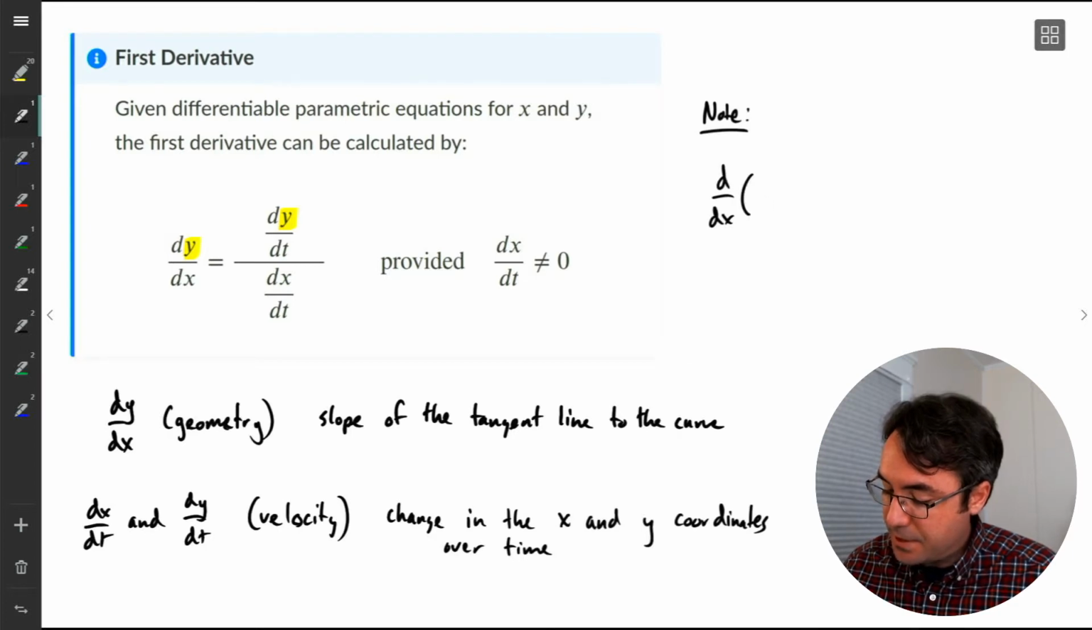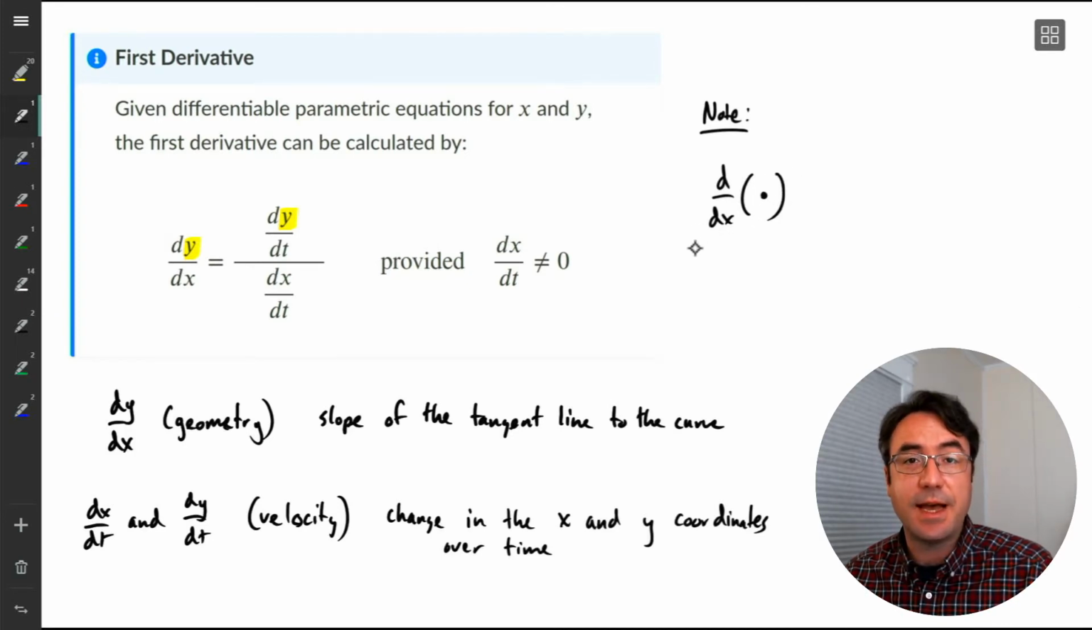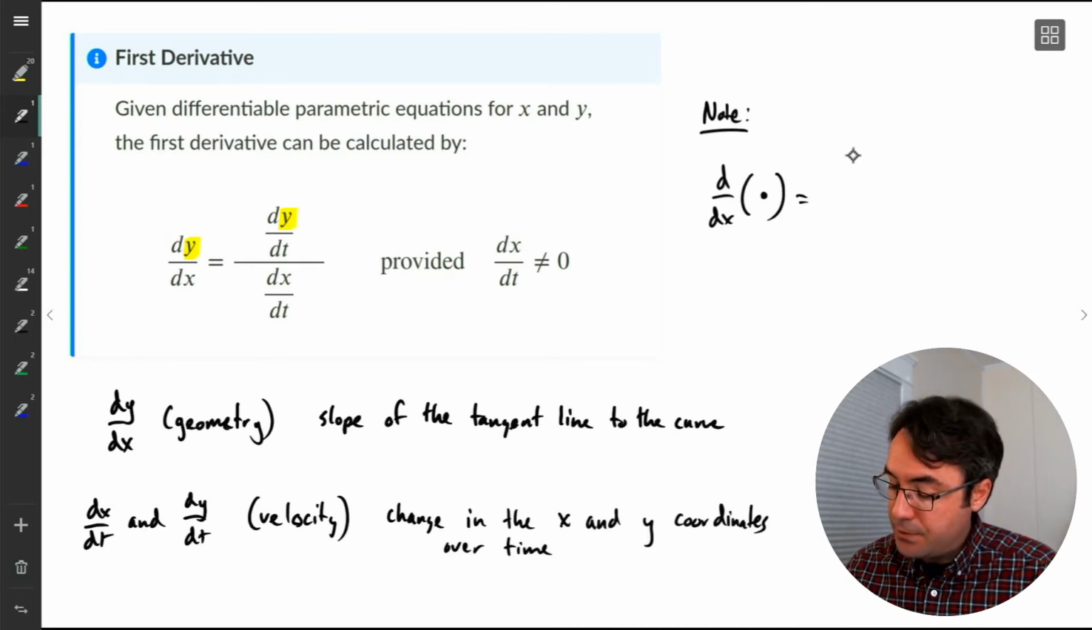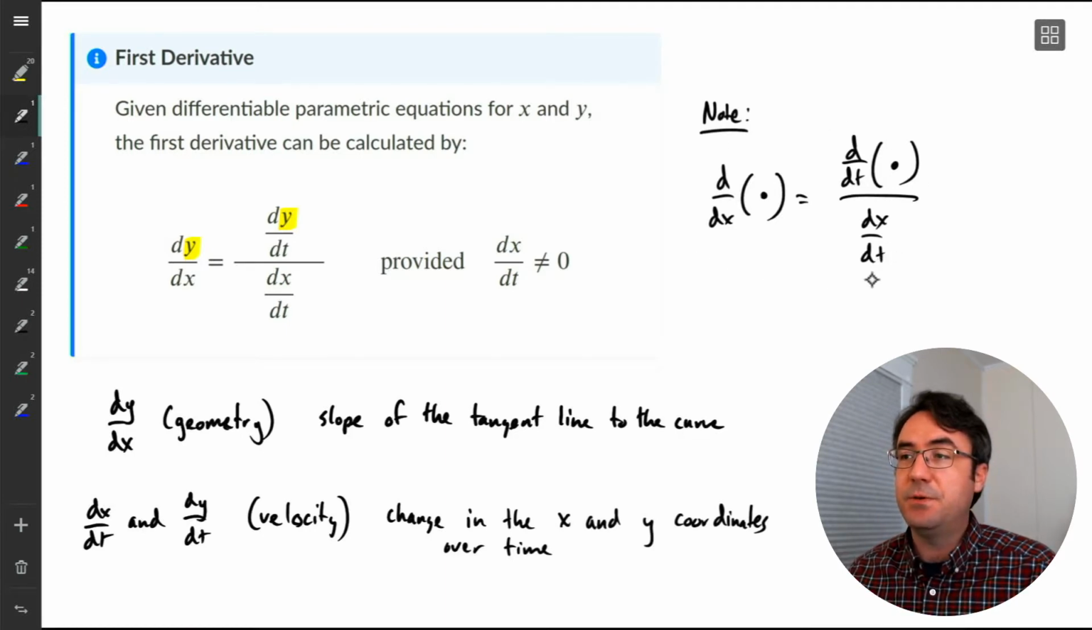So if we had some kind of parametric expression that we wanted to differentiate with respect to x, what we would do is take that expression, differentiate it with respect to time, and then divide that by the x derivative with respect to time. And this is going to be useful for the second derivative.